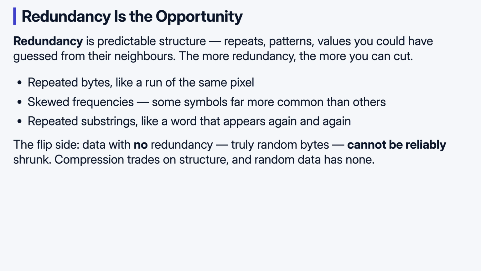Now the flip side, and it is a real limit. Data with no redundancy at all, truly random bytes, cannot reliably be made smaller. Compression trades on structure, and random data has none to trade. So no method shrinks every possible input.